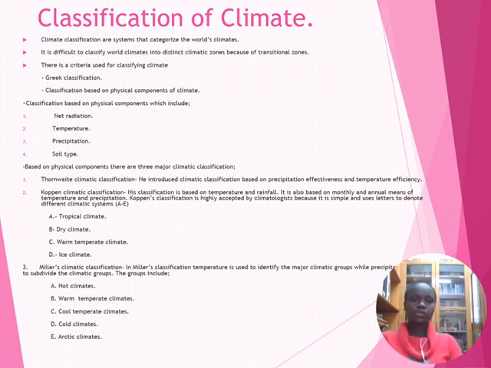We are now going to the Köppen climatic classification. This classification is based on temperature and rainfall. It's also based on monthly and annual means of temperature and precipitation.